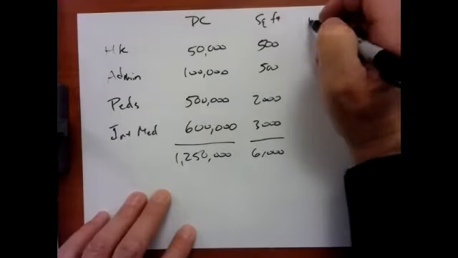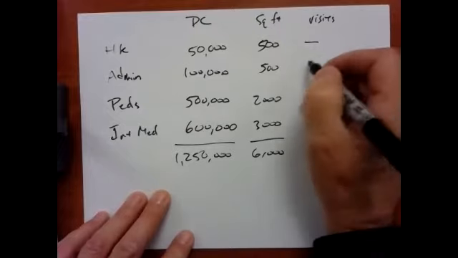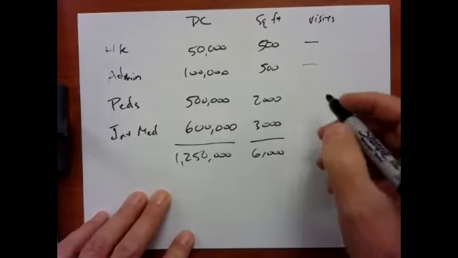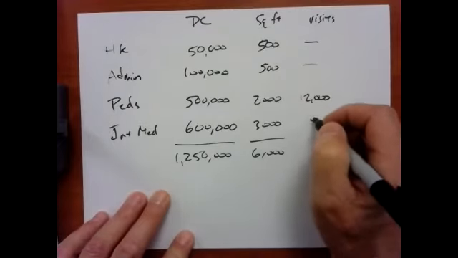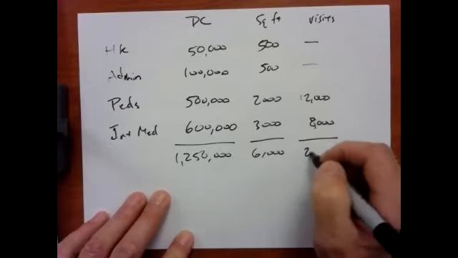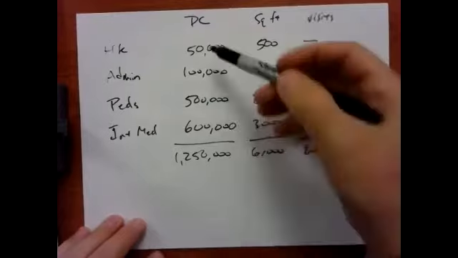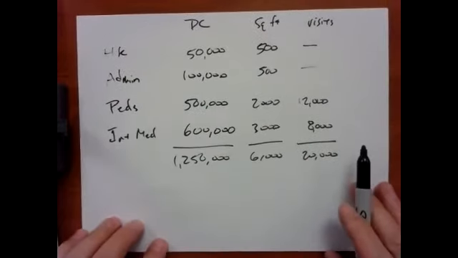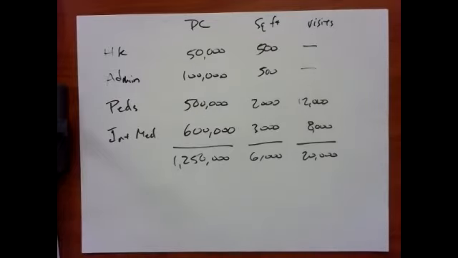And then we have visits. Well, housekeeping doesn't do any visits. Admin doesn't do any visits. Peds does 12,000 visits. And internal medicine does 8,000 visits. So 12 plus 8 is 20,000. And so these are our direct costs, right? And then these are our potential cost drivers.